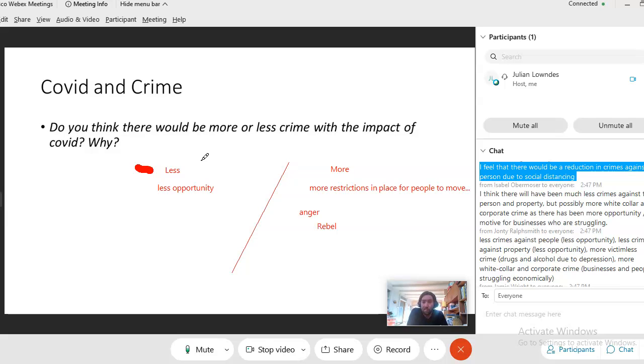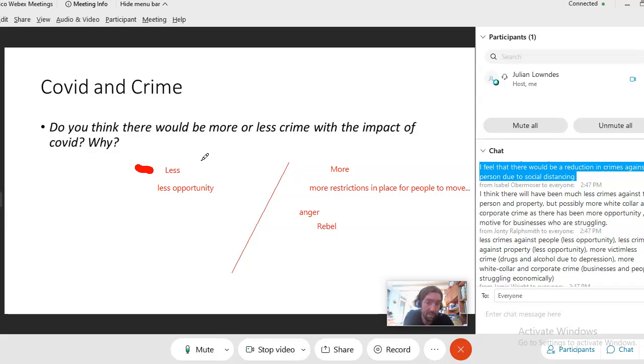For instance, more people are at home, so a higher risk to burglars. Just generally, there's less people out in the community, so probably less assaults and crimes against the person, like at train stations and public places in the city and things like that. People are just not out as much, so they thought that there would be less crime.